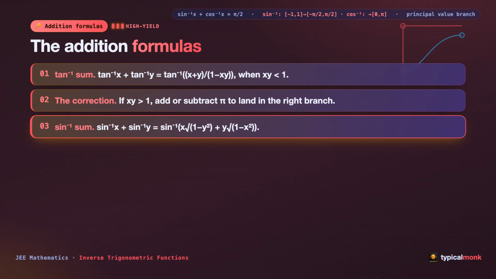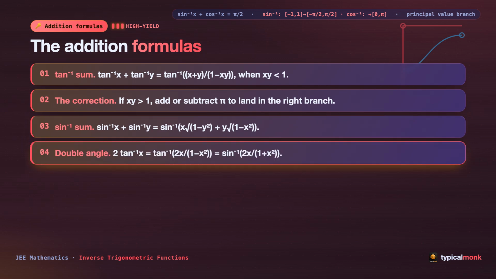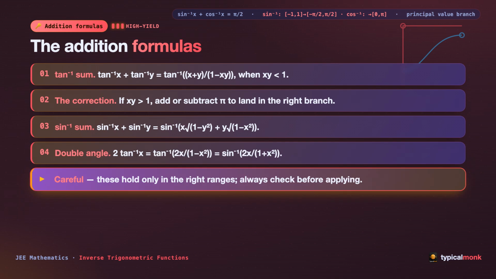The sine inverse sum: sine inverse x plus sine inverse y equals sine inverse of x root 1 minus y squared plus y root 1 minus x squared. The double angle: twice tangent inverse x equals tangent inverse of 2x over 1 minus x squared, which equals sine inverse of 2x over 1 plus x squared. Careful, these hold only in the right ranges. Always check before you apply them.